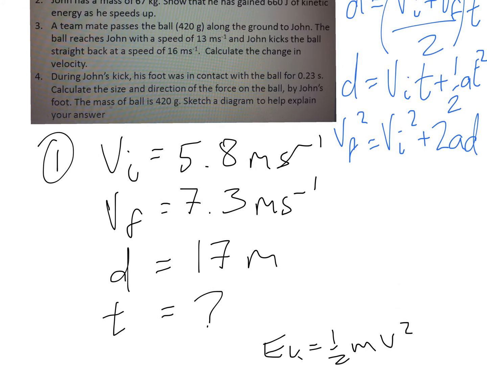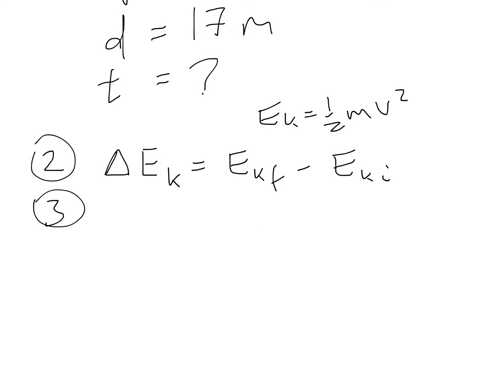Question 3. A teammate passes the 420 gram ball along the ground to John. The ball reaches John with a speed of 13 meters per second, and John kicks the ball straight back at a speed of 16 meters per second. Calculate the change in velocity. 13 to 16 meters per second. However, we're starting to get into the idea of vectors here, and this is a one dimensional example.